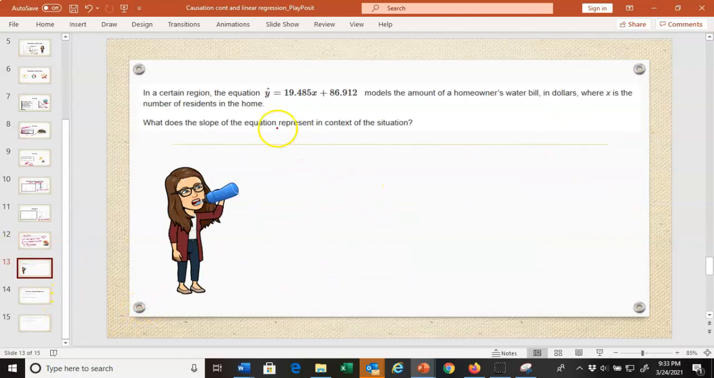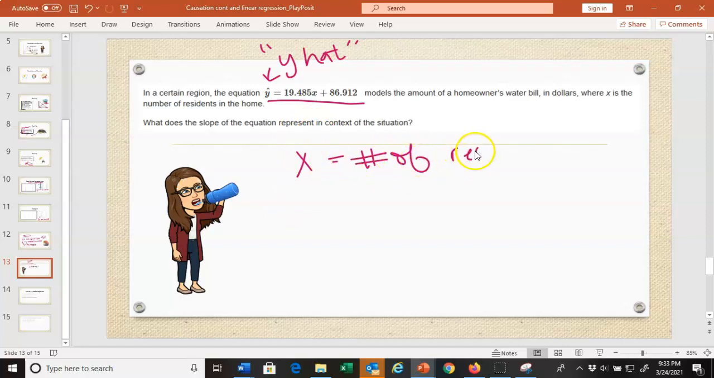Here's another one. In a certain region, this equation, again, we read this as Y hat, models the amount of a homeowner's water bill in dollars. X is the number of residents in a home. What would you expect as the number of residents increased? What would you expect the line to do, or the water bill to do? Likely we would expect the bill to increase as well, right? More people, they're going to be using more water, they're going to be taking more showers and baths and cooking water and all of that.